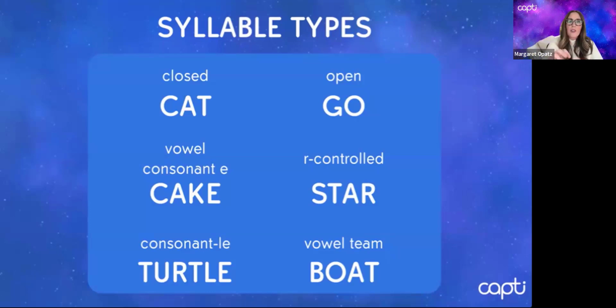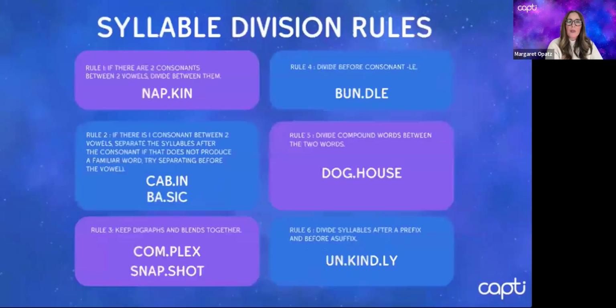Once students have a grasp of the syllable types, then what we really want to do is start to teach them the syllable division rules. These are also called syllabication rules. We want to help students know how to break apart the syllables within a word. And sometimes we do have to be flexible in the way that we do that. So for the first rule, we have napkin. If we have a vowel separated by two consonants, we usually separate right between those two consonants.